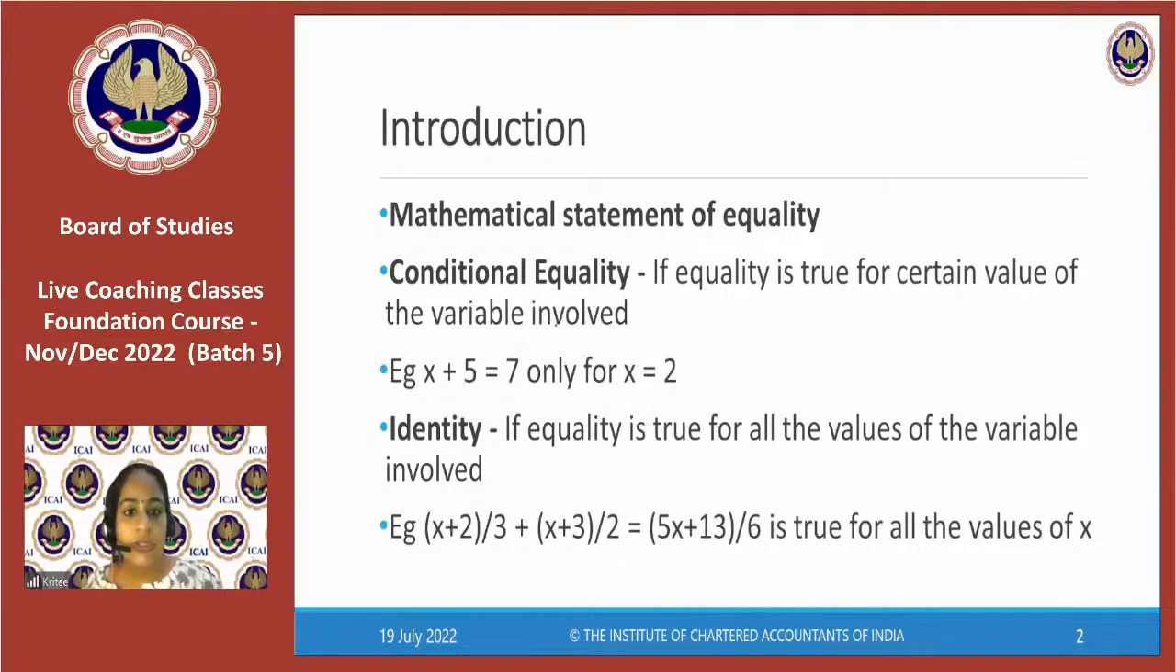So the meaning of equation here is mathematical statement of equality. We call it an equation. A very simple thing, like if I say x is equal to 5, this reflects an equation. If I say 2x is equal to 7, or 2y equal to 7, that reflects an equation. So whenever there's this equal to sign between different variables and numbers and expressions, that is known as an equation.